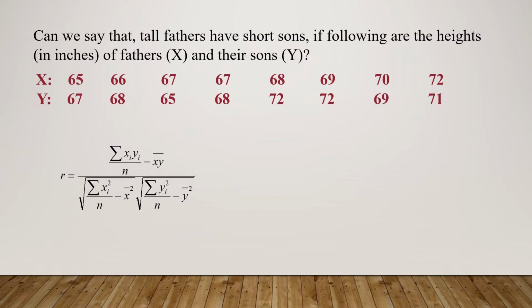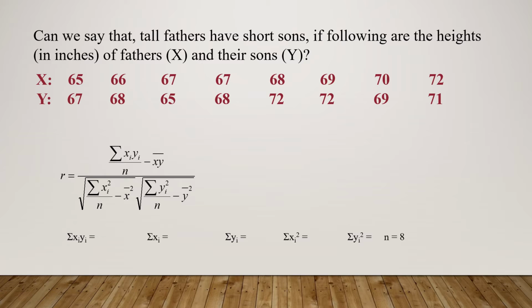In order to obtain the value of correlation coefficient R, we need the values of summation xi yi, n, x bar which is summation xi upon n, y bar which is summation yi upon n, summation xi square and summation yi square. So these are the quantities that we require, and we can see from here that the number of observations that we have for each x and y is 8. That is, we have 8 pairs of observations on the two variables x and y.